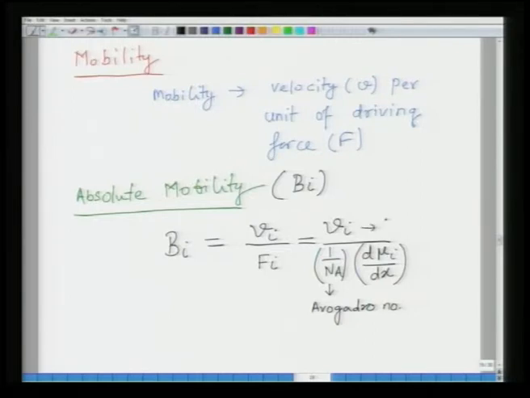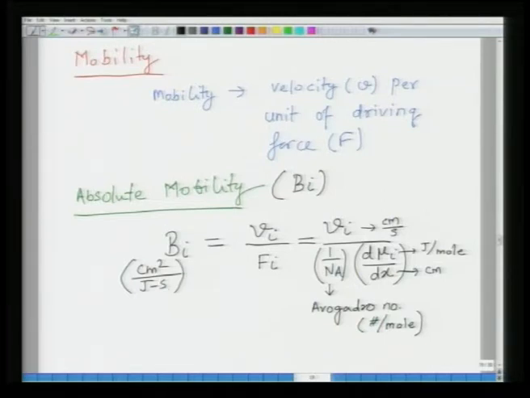The unit of velocity is centimeter per second, and you know what the other units are. The unit of Avogadro number is number per mole. X is in, let us say, centimeter, and mu i would be in joule per mole. Now you can see what the units are going to be. The units will be in centimeter square, because this centimeter will go up, and the moles will cancel each other. So, this will become centimeter square per joule second. So, this will be your absolute mobility.